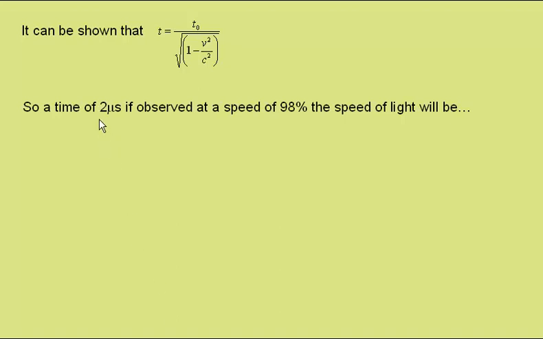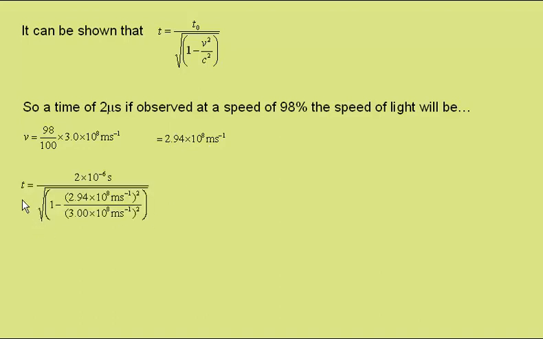So there we had a time of 2 microseconds according to the muons themselves, but we were observing them at a speed of 98% the speed of light. To work out the speed first, the speed will be 98% of 3 times 10 to the 8 meters per second, the speed of light. This comes out at 2.94 times 10 to the 8 meters per second. Now, putting the numbers into this equation, we get that the time will be 2 microseconds for t0 over the square root of 1 minus the speed of the muons squared over the speed of light in a vacuum squared. This gives a time of 1.0 times 10 to the minus 5 seconds, which is about 5 times as long as 2 microseconds.